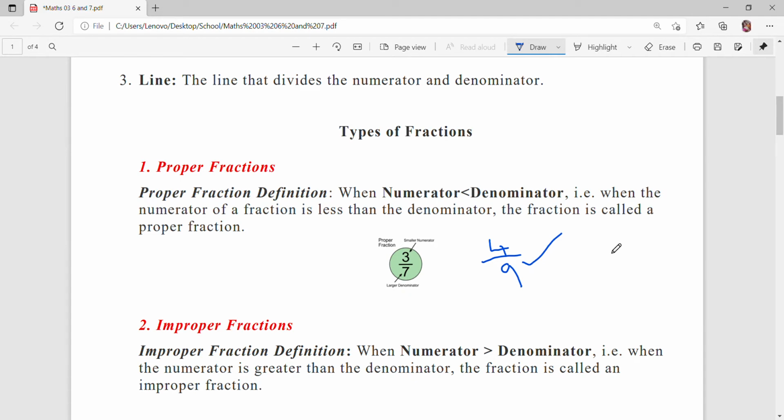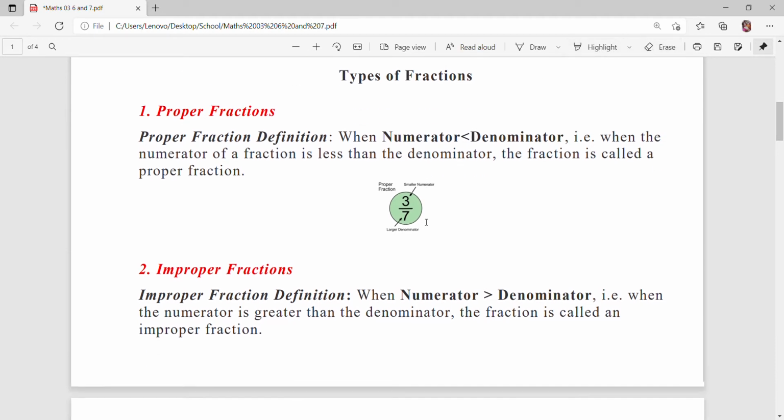Let us take one more example. 10 by 2. Is it a proper fraction? No. Why? Because 10 is greater than 2. This is not considered a proper fraction. Did you understand what is meant by proper fraction? A proper fraction is nothing but a fraction whose numerator is less than the denominator.